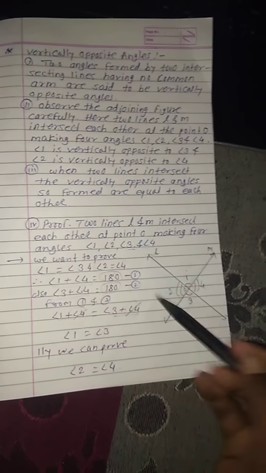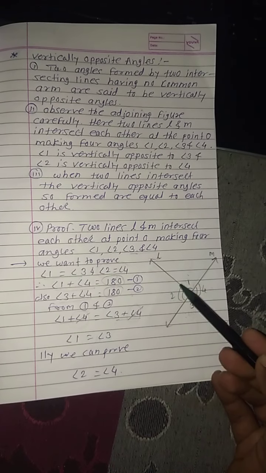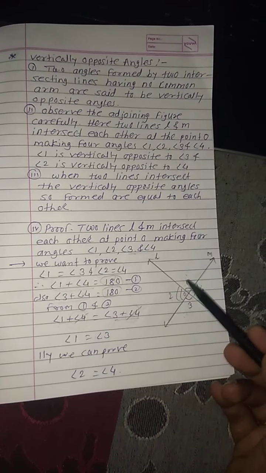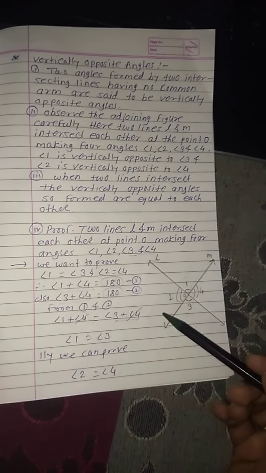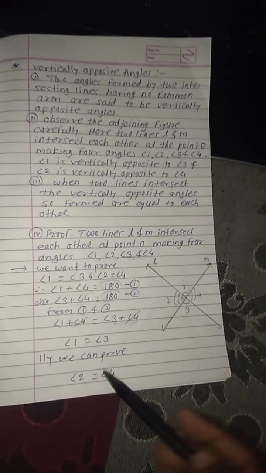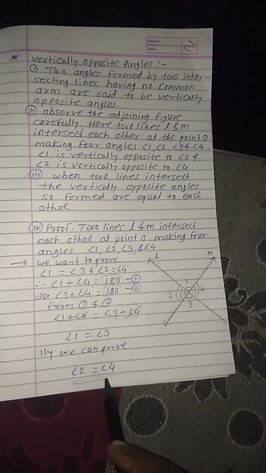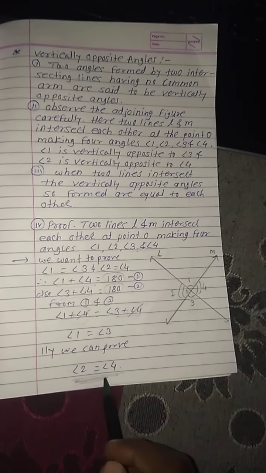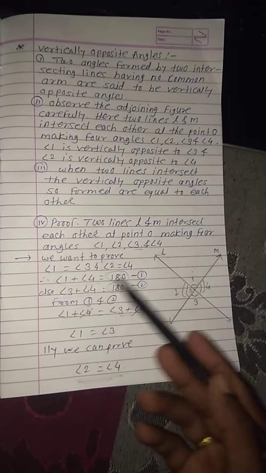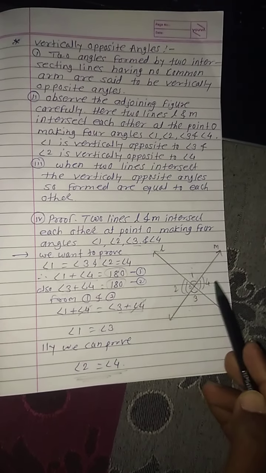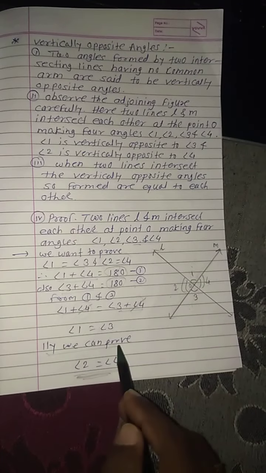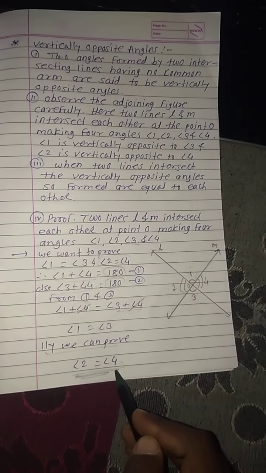Similarly, if we add the other adjacent angles, we can get angle 2 and angle 4 also equal. It depends on you how to explain, but I'll explain that one. Angle 1 and 3 are the same, then 2 and 4 are also the same. Similarly, we can prove that angle 2 and angle 4 are the same.